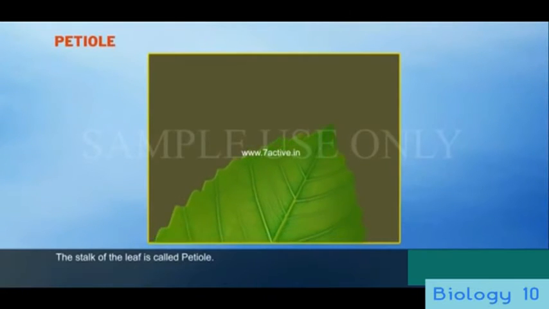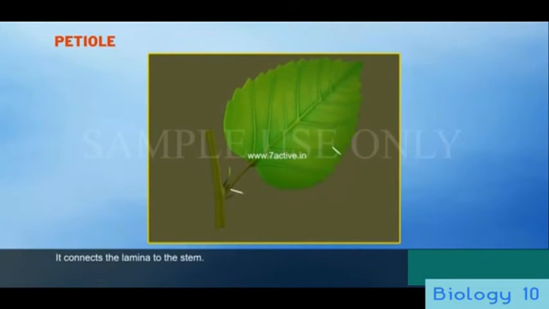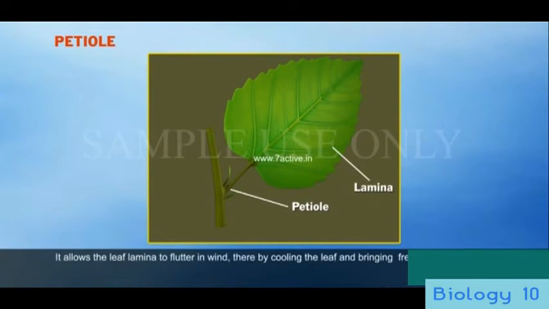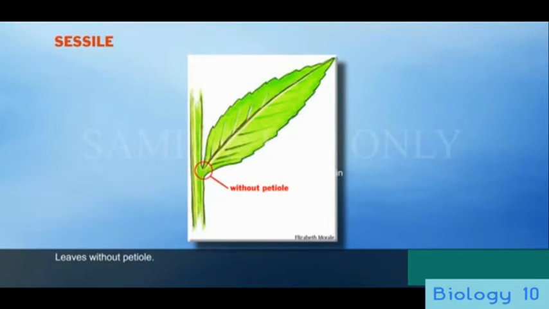Petiole. The stalk of the leaf is called petiole. It connects the lamina to the stem. It exposes the lamina to light. It allows the leaf lamina to flutter in wind, thereby cooling the leaf and bringing fresh air to surface. It bears the weight of the lamina and conducts water and food materials between the stem and leaf. Petiolate. Leaves with petiole. Sessile. Leaves without petiole.